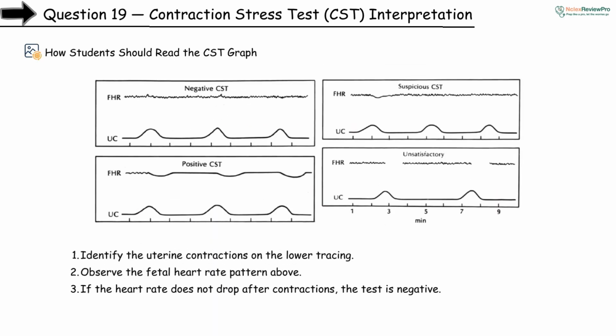First, identify the contractions on the lower tracing. Second, look at the fetal heart rate on the top tracing. Third, check if the heart rate drops after the contractions. If there are no late decelerations, the CST is negative.